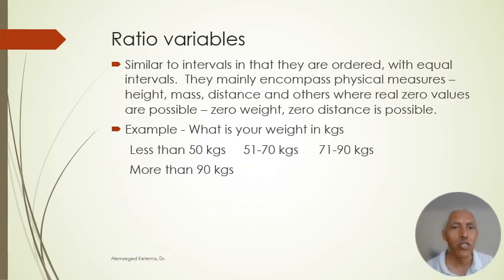The last one is the ratio variables. This one is similar to the intervals in that they are ordered with equal intervals. They mainly encompass physical measures such as height, mass, distance, and others where a real zero is possible. So weight can have a real zero. For example, what is your weight in kilograms? 50 kgs, those kinds of things. These ones can give you rank, order, and equal intervals, and there will be a possibility of a true zero.